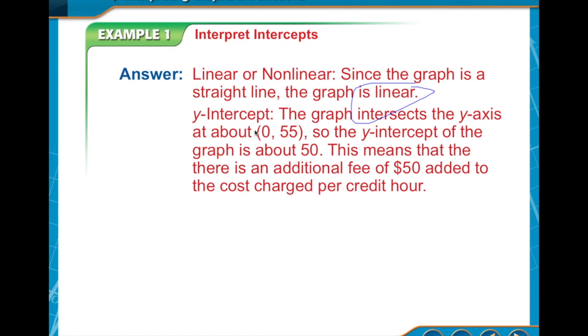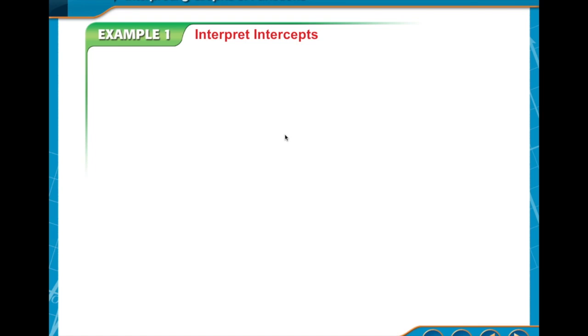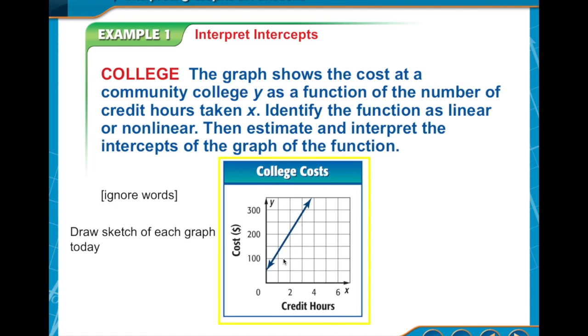Now, about the intercepts, we know the graph intersects the y-axis at about 0, 55. So if we look real quick, when x is 0, y is about 55, or you could also say 50, that's close enough. So 50 or 55, close to that, is our y-intercept, where this line crosses the y-axis. Notice there is no x-intercept. It never crosses the x-axis. So for that one, there's no value that we can describe.